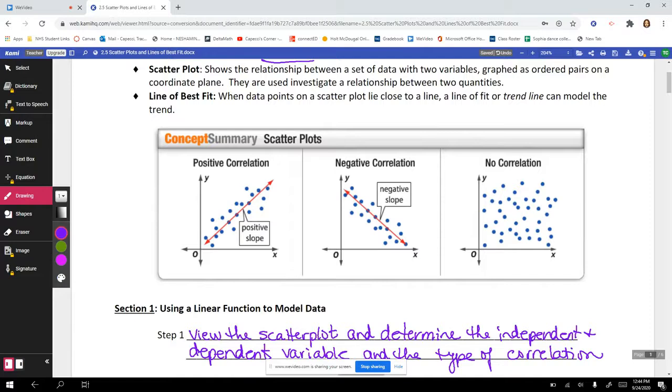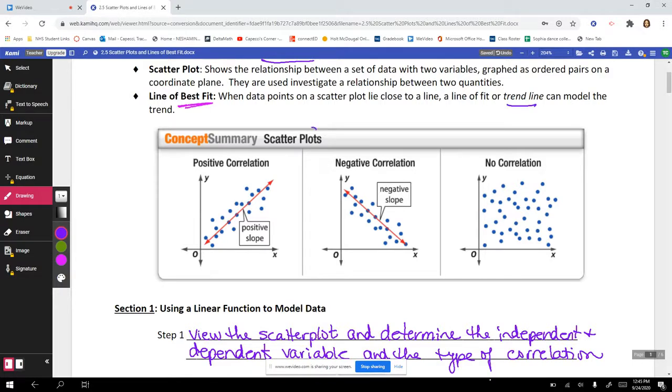The line of best fit, the biggest thing with the line of best fit is I like to say it's called the line of best fit, not the line of exact fit. So we're doing the best we can. It's not going to be perfect when we draw them. It's not going to be maybe the same as the person sitting next to you, but it's the line of best fit. When data points on a scatter plot lie close to a line of best fit, or sometimes we call that a trend line, what's the trend? It can model the trend.